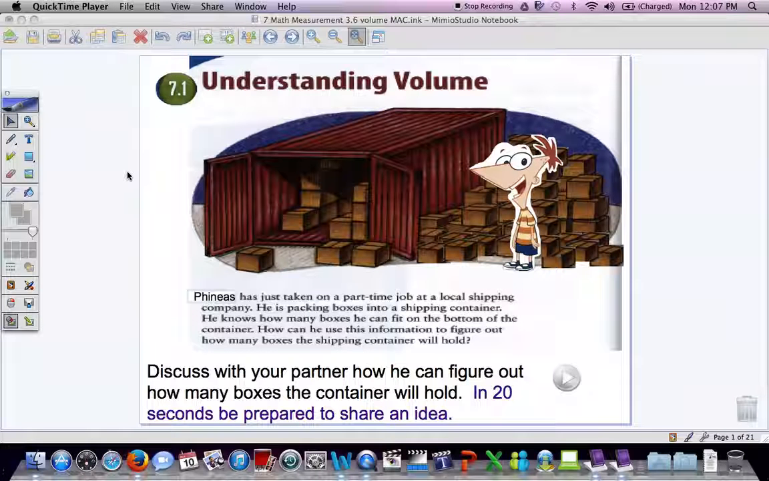Hey, grade 7s. We're taking a look at measurement 3.6. This is volume of a rectangular prism.